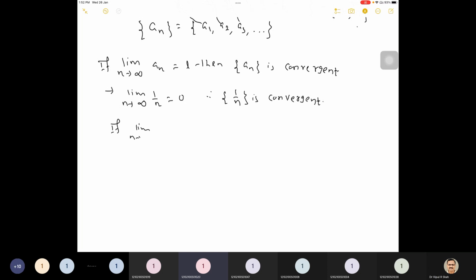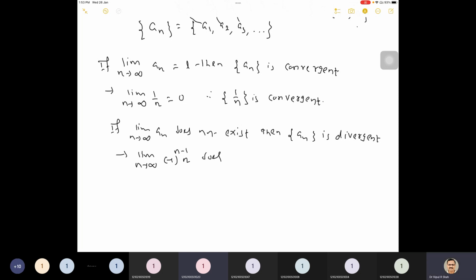If the limit as n tends to infinity of an does not exist, sometimes it is infinity, sometimes it is an oscillating sequence, so the limit does not exist, then you can say that the sequence an is divergent. Okay, like this is a divergent sequence. This limit does not exist.